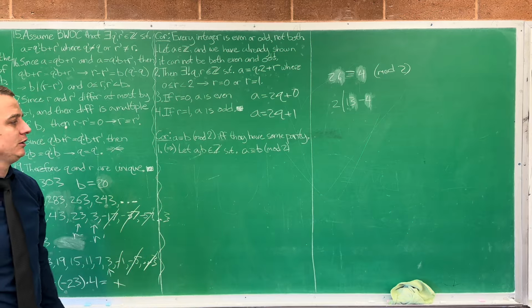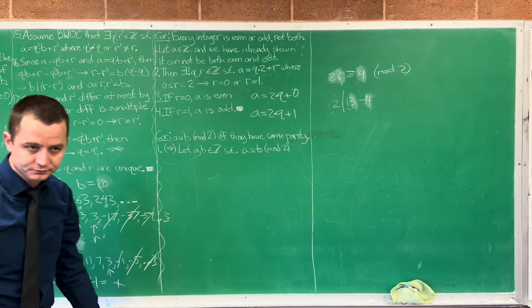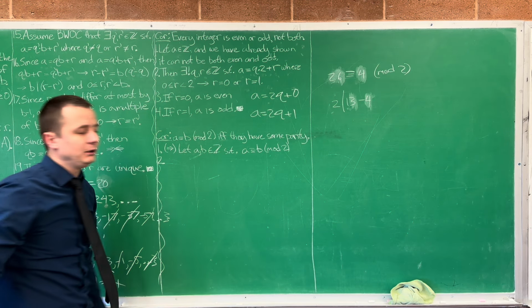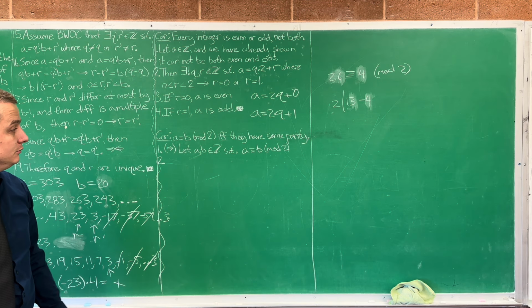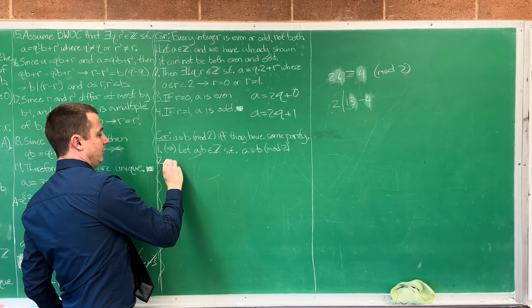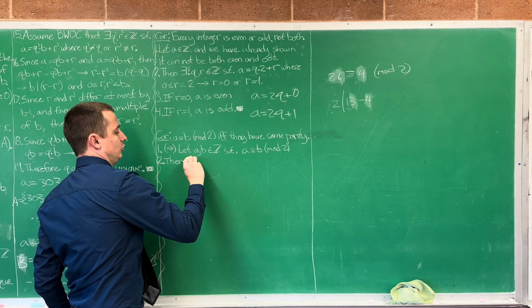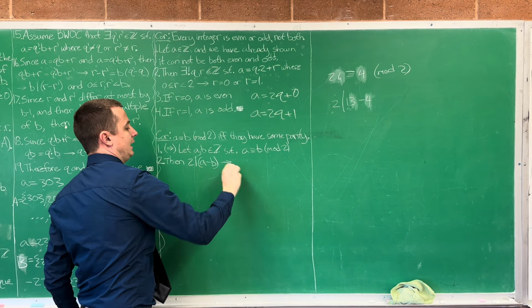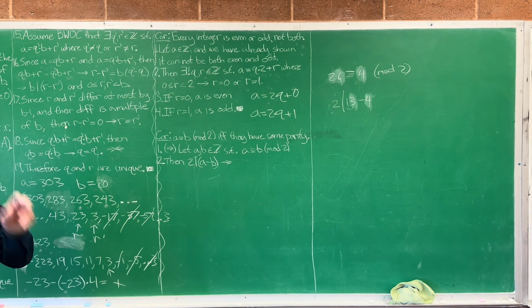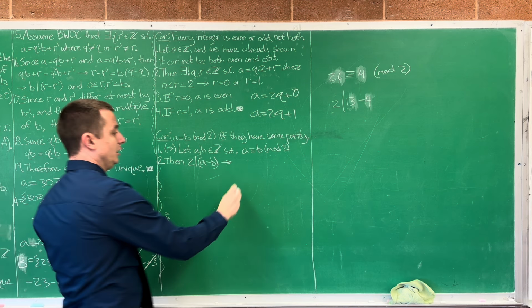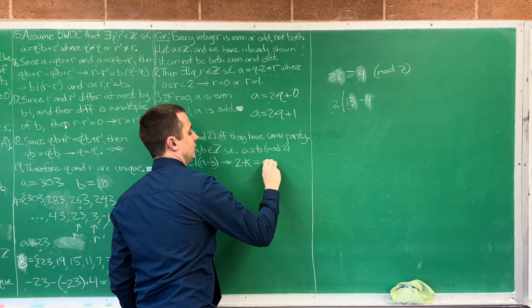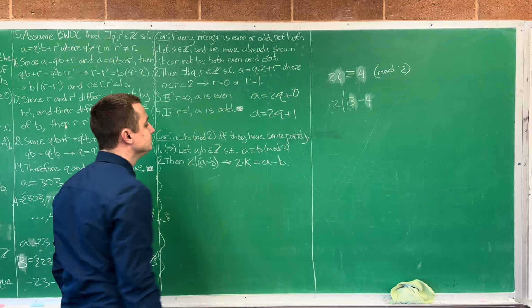So I'll let A and B be integers such that A is congruent to B mod 2. What exactly does that mean? What does it mean for A to be congruent to B mod 2? 2 divides A minus B. So then, I know that 2 divides A minus B. What does it mean for 2 to divide A minus B? It means that 2 times some integer is equal to A minus B.